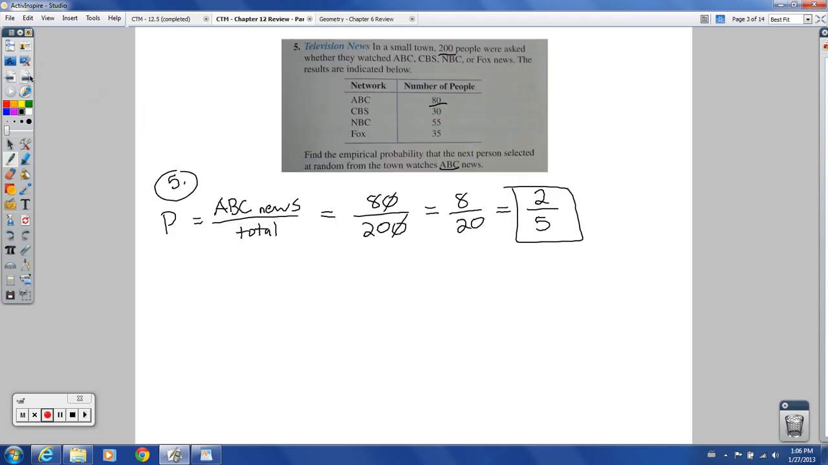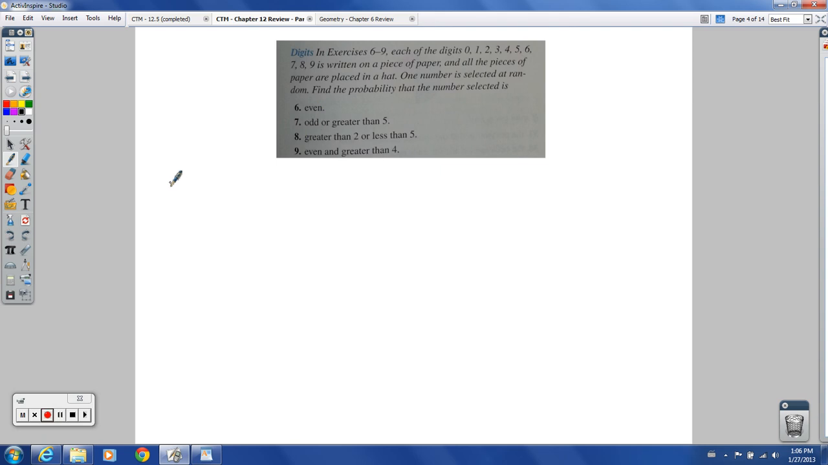Some of these will have multiple numbers like this here, so number 6 we'll do here. Digits. In exercises 6 through 9, each of the digits, 0 through 9, is written on a piece of paper, and all the pieces of paper are placed into a hat. One number is selected at random. Find the probability that the number selected is even. So there's not just 9 digits, there's 10 digits. Don't forget about the 0, it doesn't want to be left out. So 10 digits total, and how many of those are even?